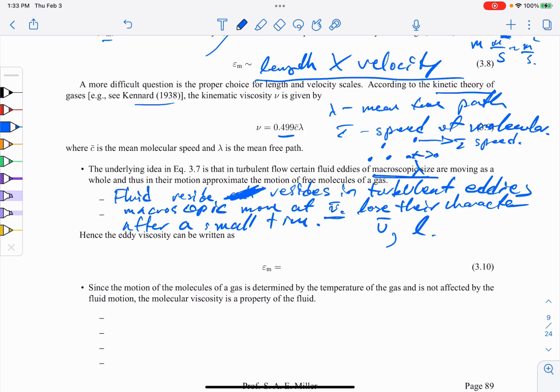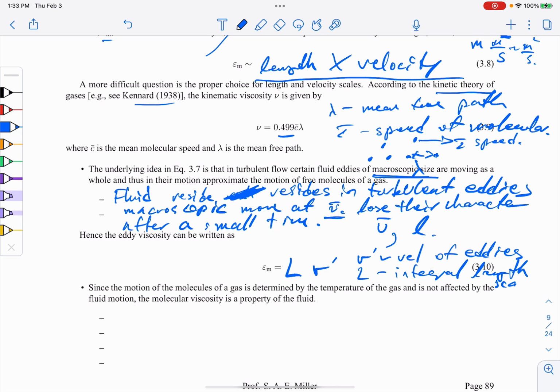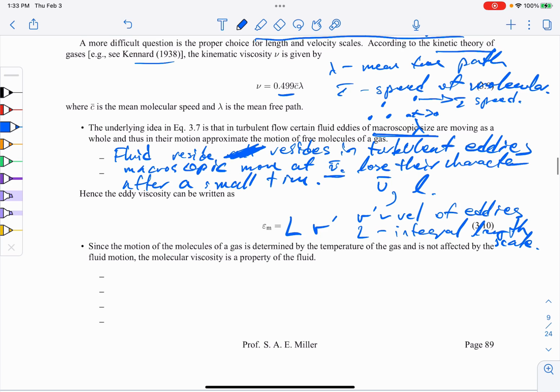So using these ideas, maybe we can write our eddy viscosity as some length scale, and I'll write that L, and maybe, once again, some velocity scale, which I might write V prime. So here V prime might be the velocity of the eddies, and L is their integral length scale. And we can choose anything. We could set L as a constant, like maybe in a turbulent flow all the length scales are a constant. That would be one assumption, but probably a bad one, because we know that turbulence consists of all kinds of different eddies, and they also have all kinds of velocities. So these shouldn't be constants themselves.